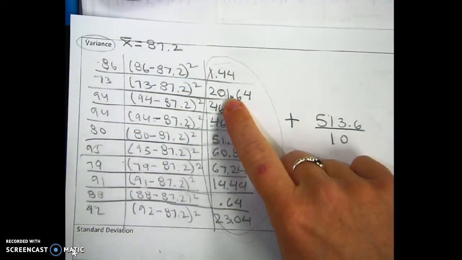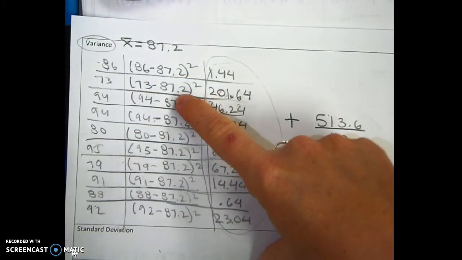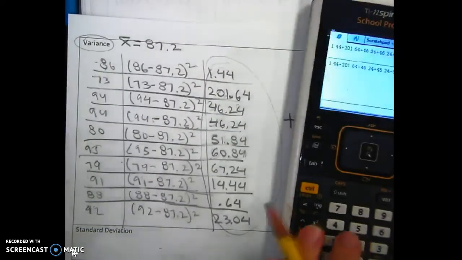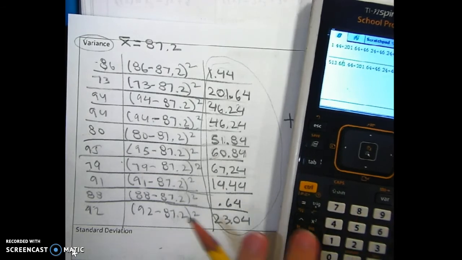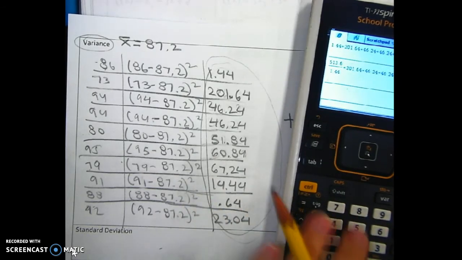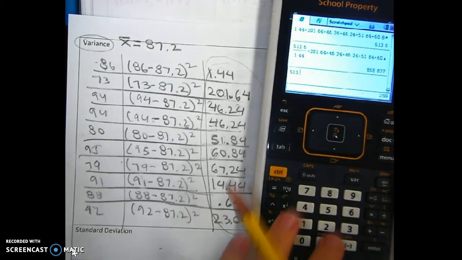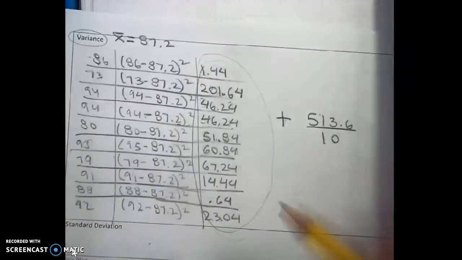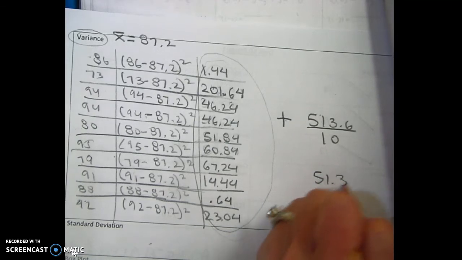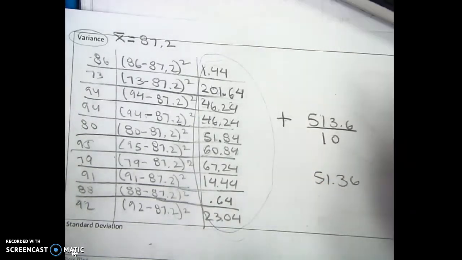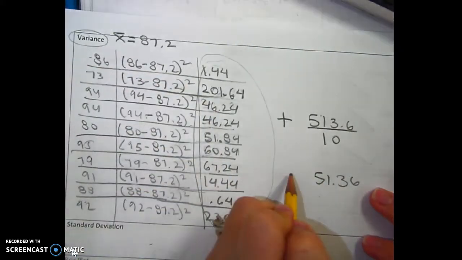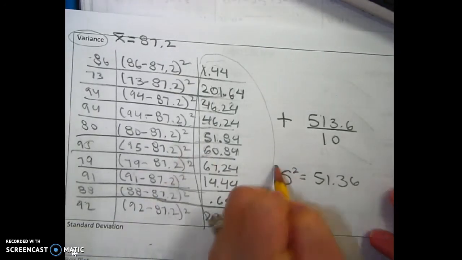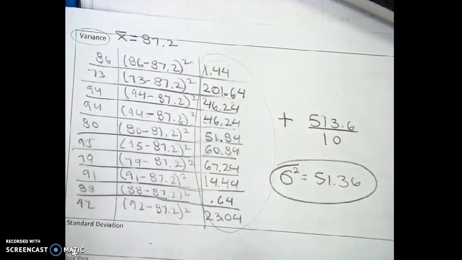If you look right here, this is really far from the average, but down here it's really close to the average. So now what I'm going to do is take 513.6 divided by 10, and I get 51.36. So that is the variance. So you can see how much it varies, and there's a symbol you're going to use for variance. It's a sigma squared. So that's what I need to see as the answer.